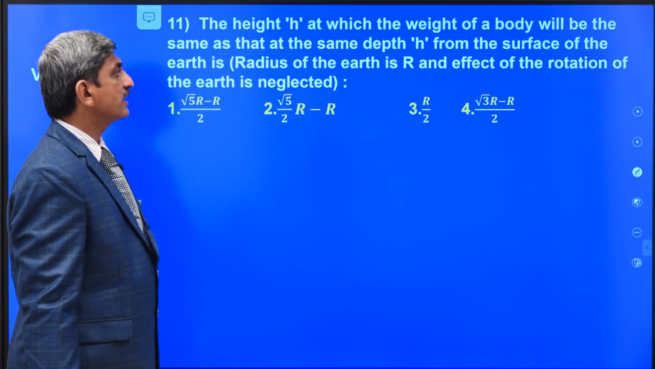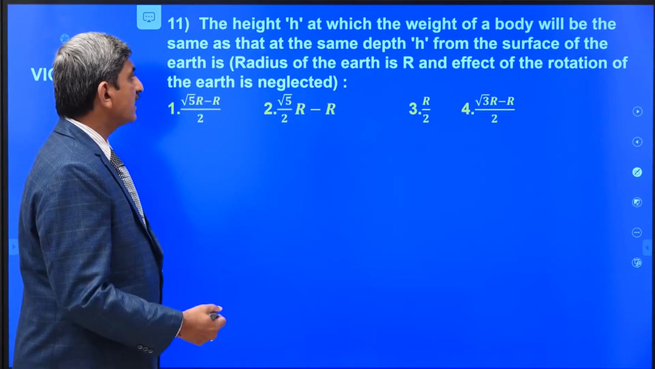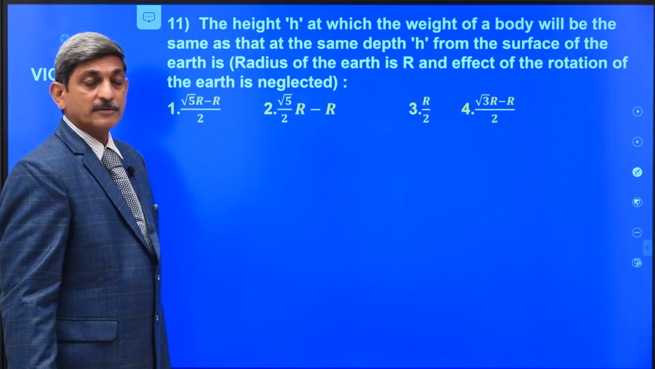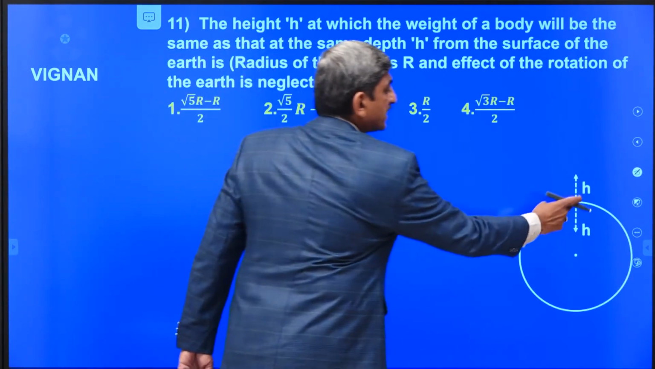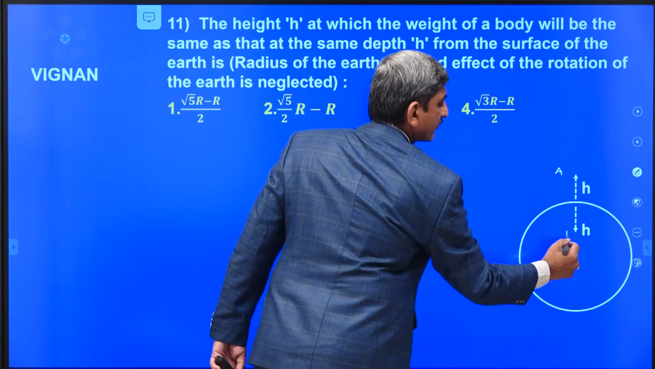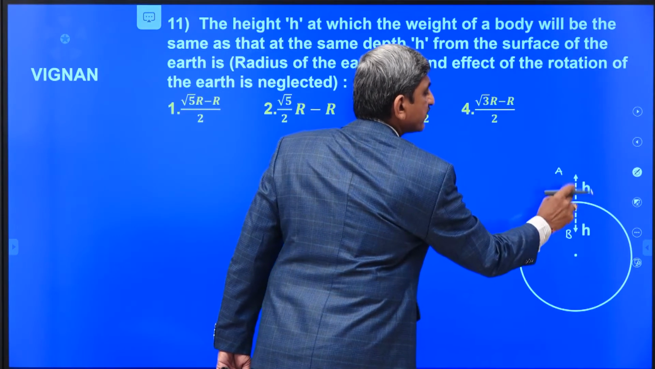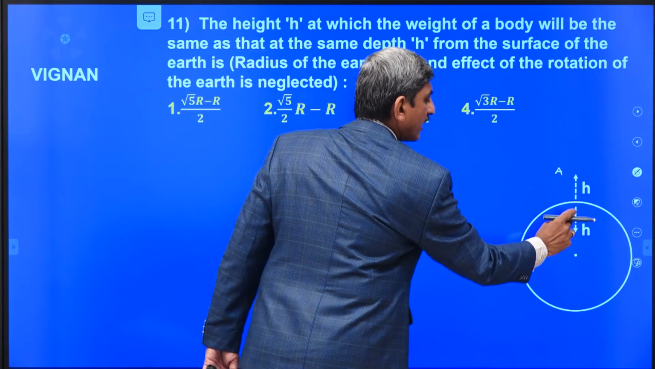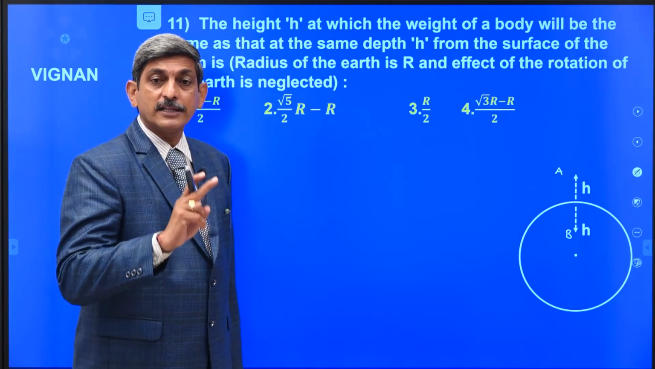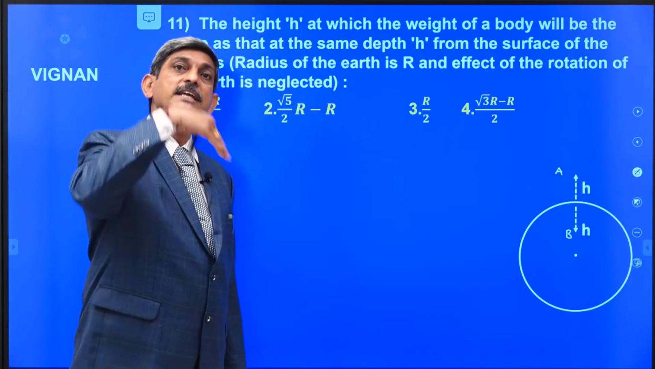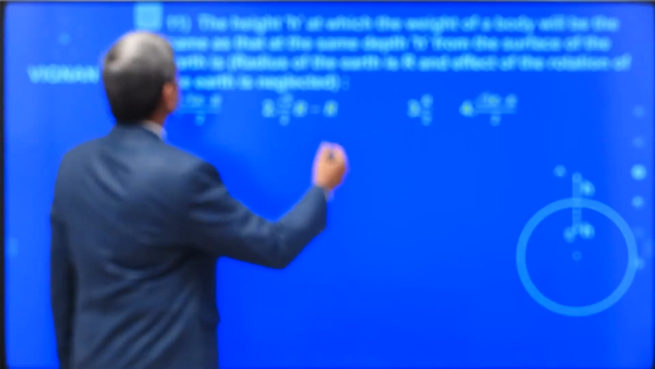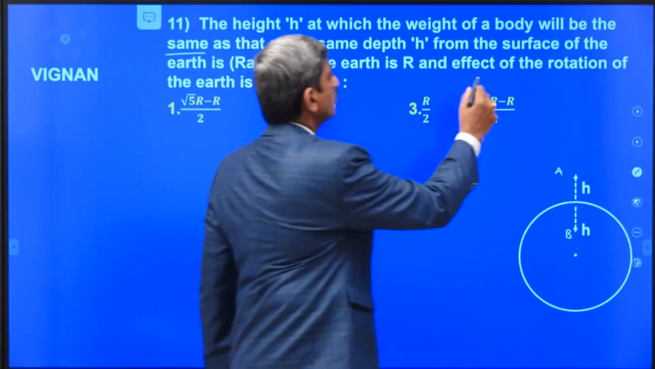The height h at which the weight of a body will be the same as that at the same depth h from the surface of the earth is dash. Here, suppose this is the surface of the earth. Let us consider two points A and B. Point A is at a height h from the surface. Point B is at the same depth h from the surface. That means points A and B are equidistant from the surface of the earth. One is above the earth, the other is below the earth. It is also given that the weight of the body will be the same at the two positions.